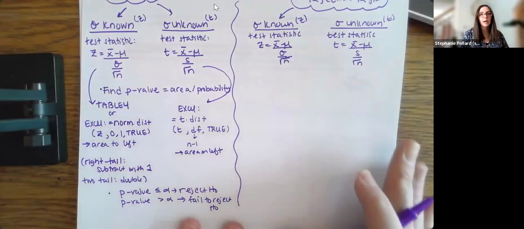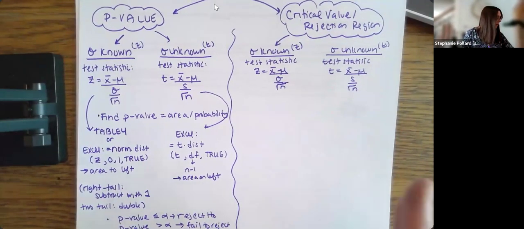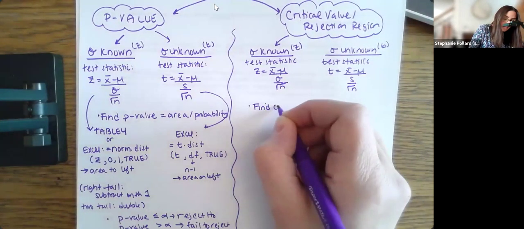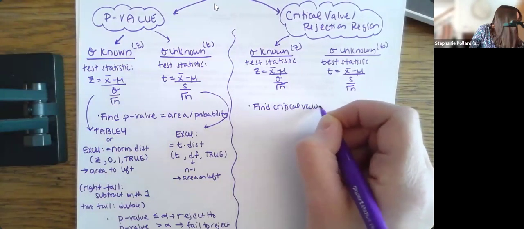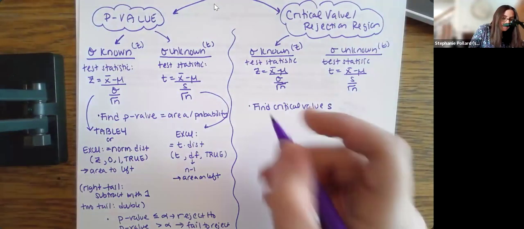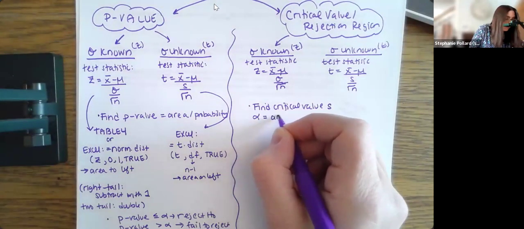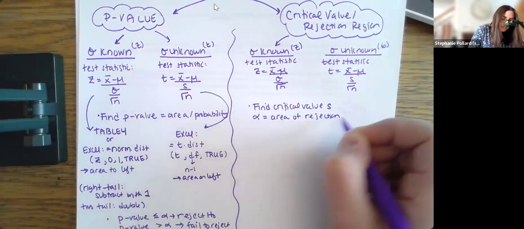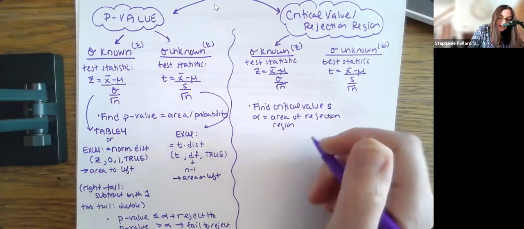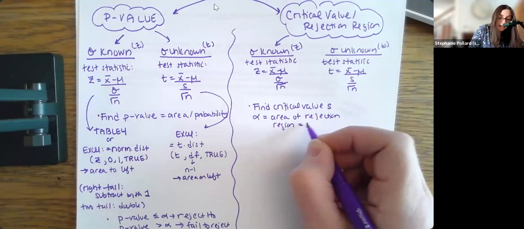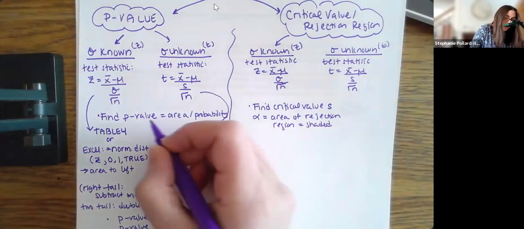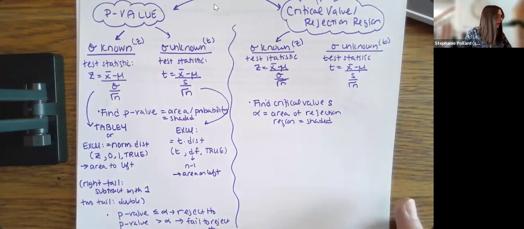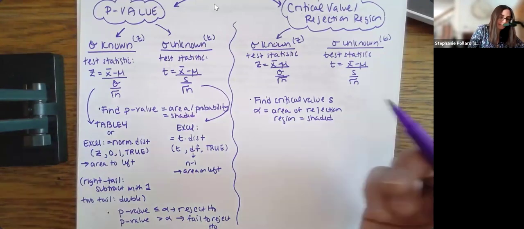Now, for critical values, what you're going to do instead, after you have your test statistic, is find the critical values. And what happens in this case is your alpha is actually the area of the rejection region. So your alpha is actually equal to the shaded area, whereas your p-value over here was the shaded area. So they do have different interpretations of the shaded part. All right, so in each case, how can you go ahead and do that?